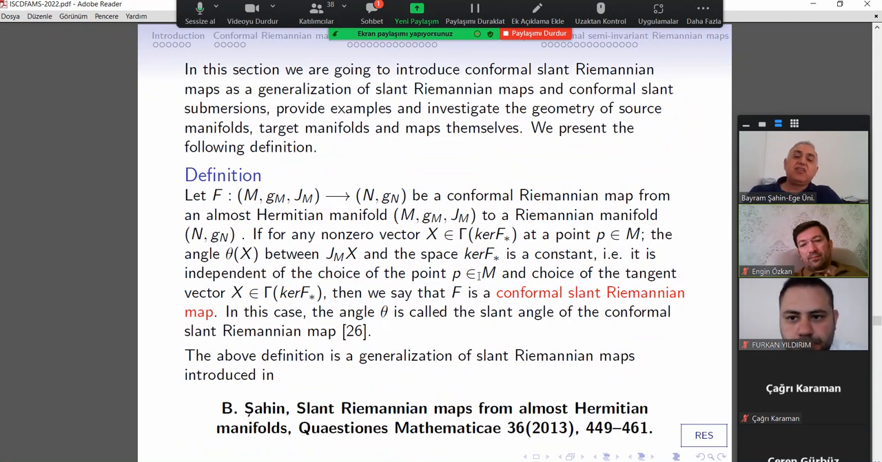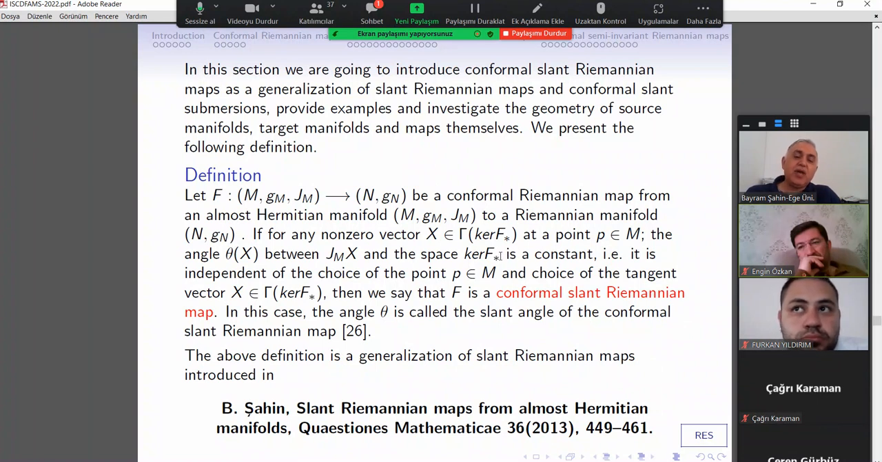Another generalization of the holomorphic invariant Riemannian map, conformal invariant Riemannian map, and conformal anti-invariant Riemannian map is the conformal slant Riemannian map. In this case, you have the kernel F star, and when you take a vector field on this space and apply the complex structure, the angle between this vector field and the kernel F star is constant. Of course, this is not always the case, because sometimes it may not be constant.